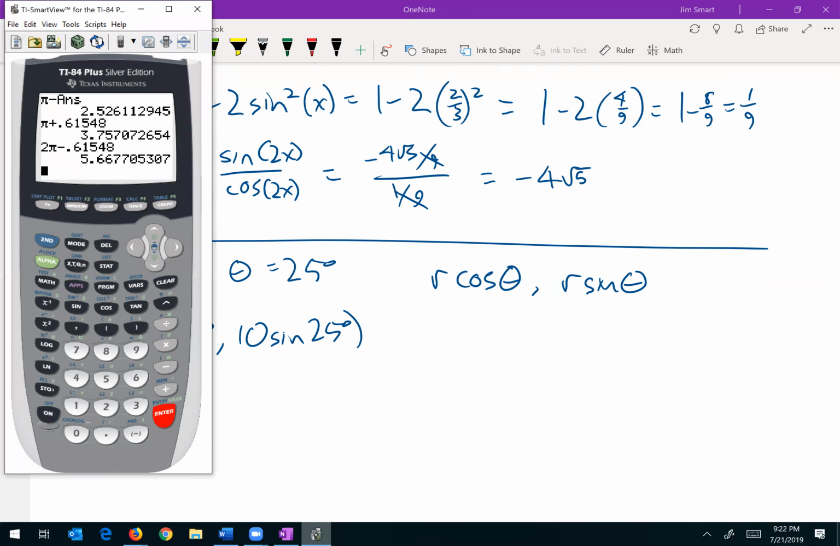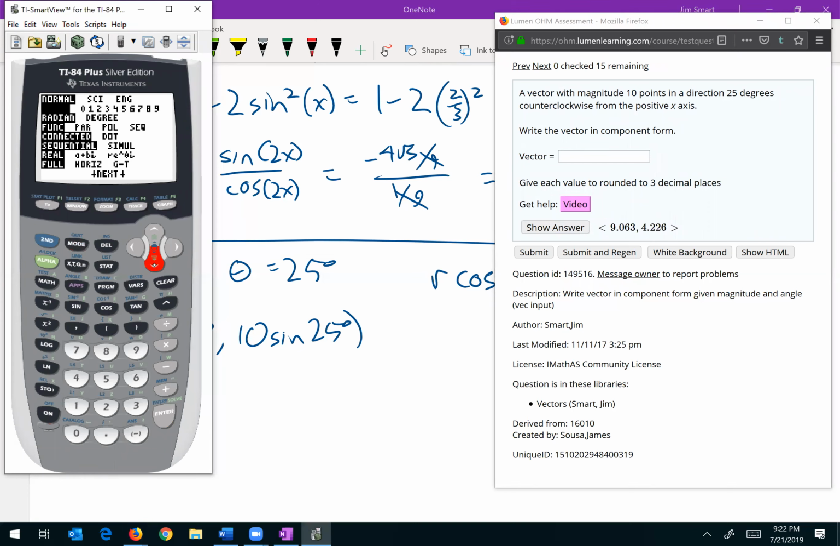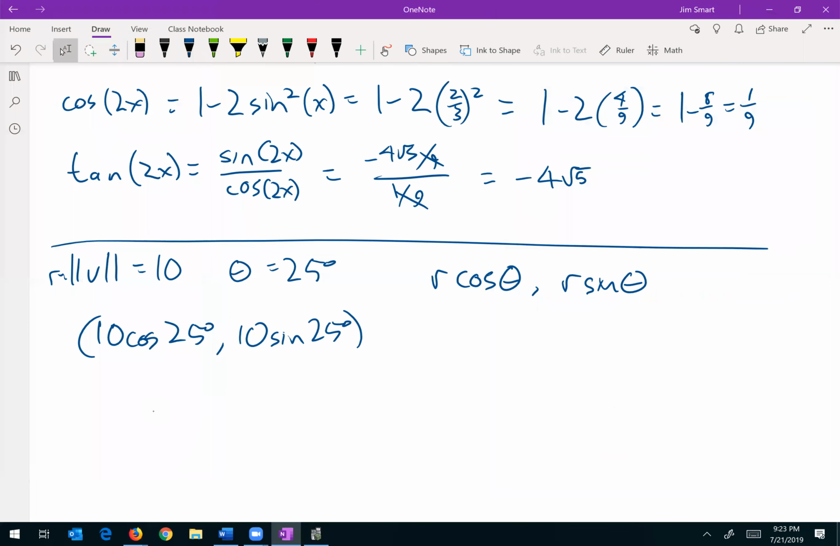We'll just verify with one of them. 10 times cosine. My calculator's already in degree mode. So 9.912. Oh, wait a minute. Maybe I'm in radian mode. Oops, sorry. I thought it was in degree mode. Let's try again. 9.063, that looks better. All right, so that's the x, and then if you do 10 sine, that'll give you the y.